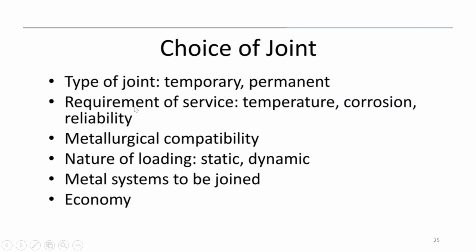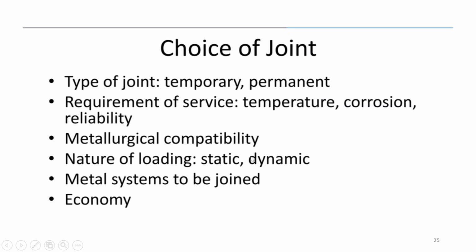Requirement of service, temperature, corrosion and reliability are also factors required to decide which type of welding is needed. Metallurgical compatibility: the joint that is formed is most likely to have different mechanical properties compared to the base metal, so that compatibility should also be taken into account.